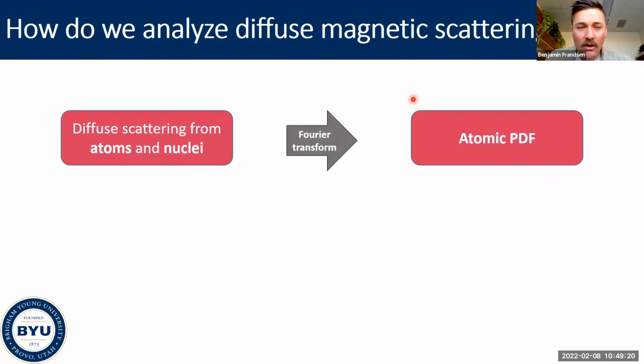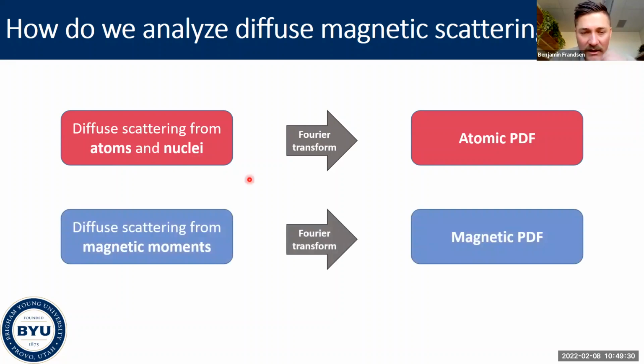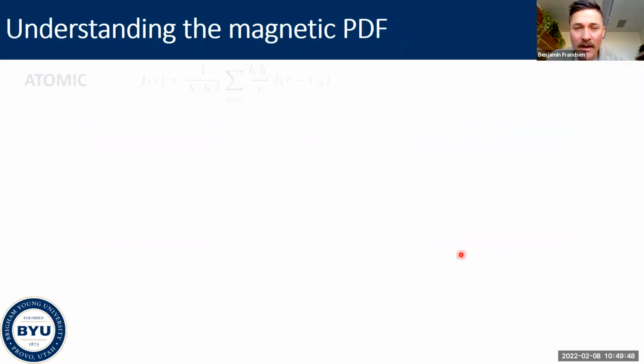Just like atomic PDF, which is what I've been discussing up until this point, you get it as the Fourier transform of diffuse scattering from atoms and nuclei. If instead you take the diffuse scattering from magnetic moments, neutrons scatter from the magnetic moments in a material, and that diffuse scattering, if you Fourier transform it, will give you the magnetic PDF. So it's analogous to the atomic PDF, but it just comes from the magnetic scattering.